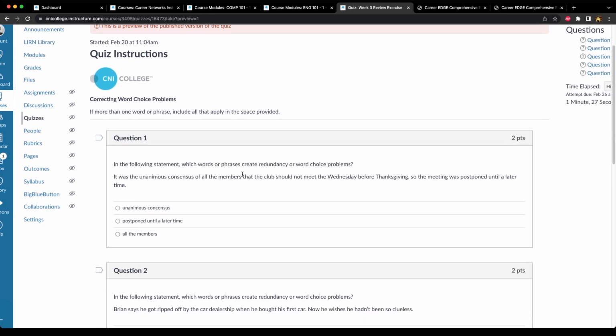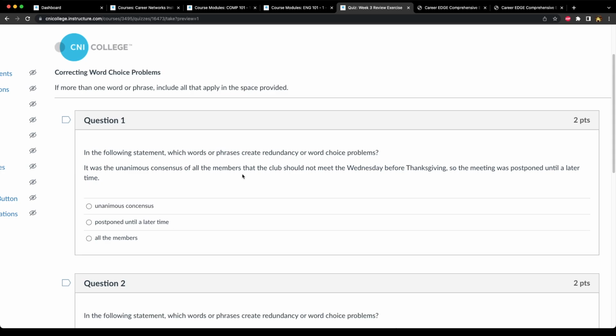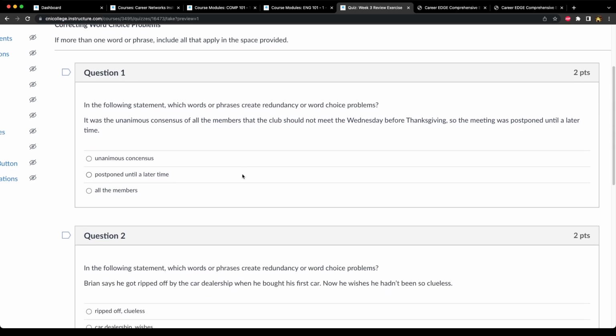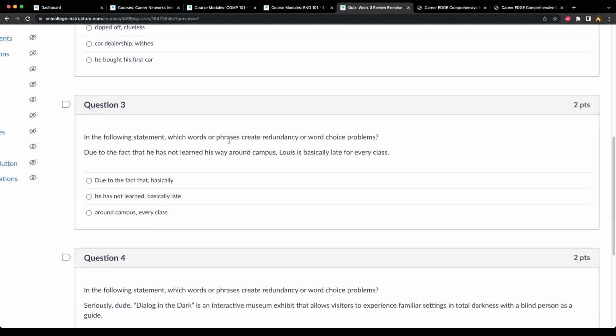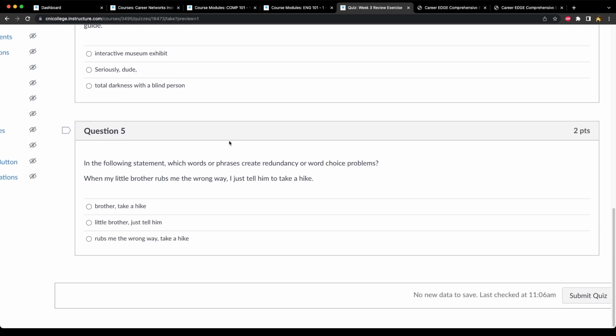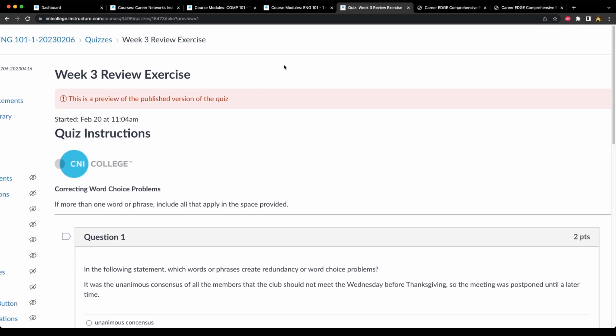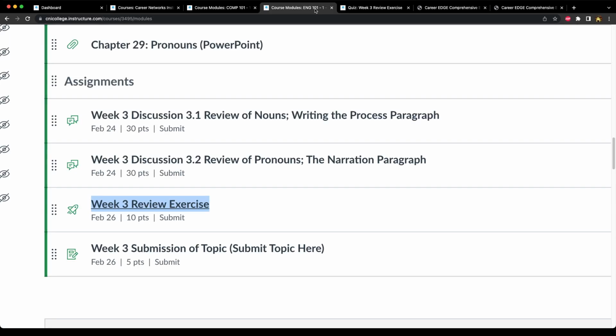I know a lot of students tend to do that by accident just because they want to meet a word count or anything like that. So just be careful when you're doing these. The best way to see if you have a redundancy issue or a word choice problem is by reading it out loud several times. And you'll be able to hear if it sounds weird or if it sounds off. So again, read some of these and you'll be able to see which ones are right and which ones are wrong. Now let's go over your discussion here.